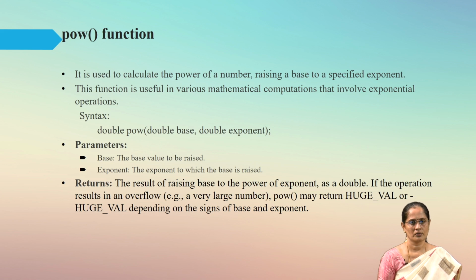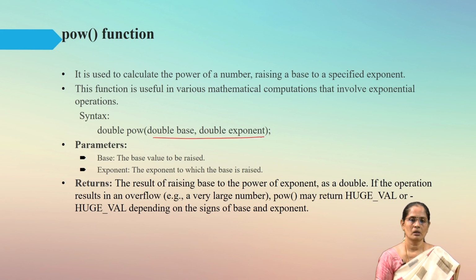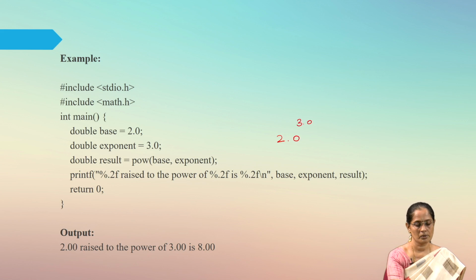pow is a function which will help us calculate the power of a given number. We can see here that the parameters should both be double type, the base and the exponent. So, for what base you want to calculate the power of what value, both should be given as input, and here we can see how it is applied in a program. If I want to find out 2 power 3.0, we will give the values as 2.0 here and 3.0 here, which will result in 8.